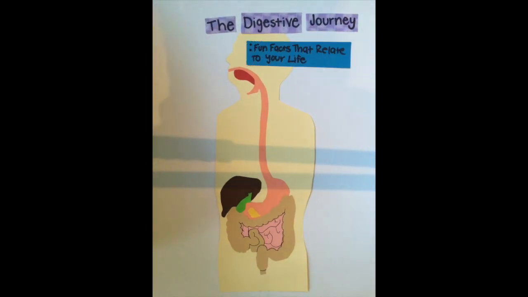Congratulations, you made it through the whole digestive system. Before we go, I'd like to share a few fun facts that relate to your life. First up is the myth. Everybody's heard at one time or another that flies throw up, but why? What they're actually doing is throwing up enzymes on their food, so it breaks down before they can slurp it up, because they have no teeth.